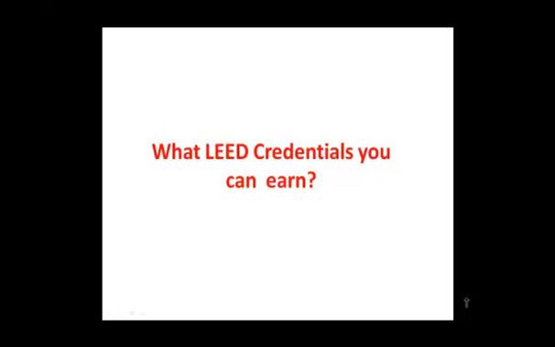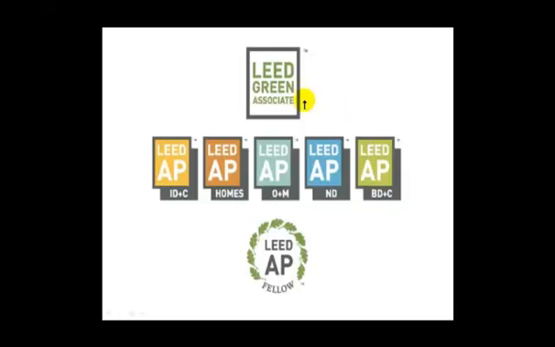Now, what does LEED offer for professionals? What LEED credentials you can earn? LEED offers 3-tier credential system. The first level is LEED Green Associate, the second level is LEED AP, and third level is LEED AP Fellow. Anyone who is new to LEED should start with LEED Green Associate. And then he can go to the next level, LEED AP.